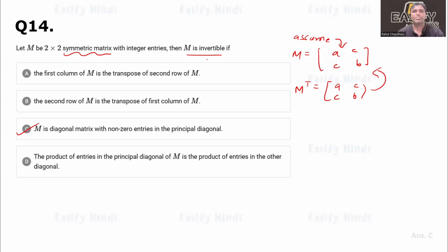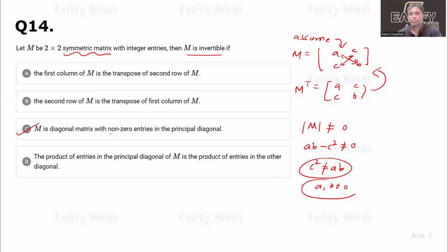So they are saying that M is invertible. Invertible when determinant is not equal to 0. Means AB minus C square is not equal to 0. Means C square should not be equal to AB. Means the product of diagonal elements can never be equal to the square of this one. It means A and B should not be 0.